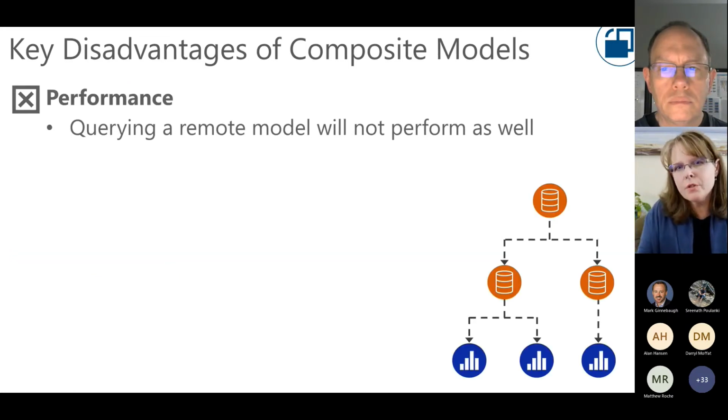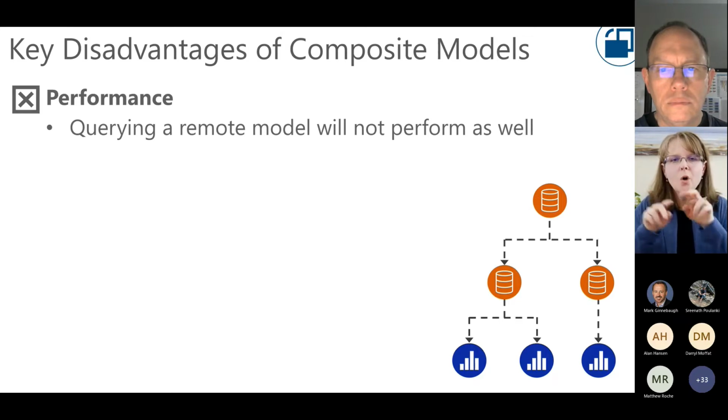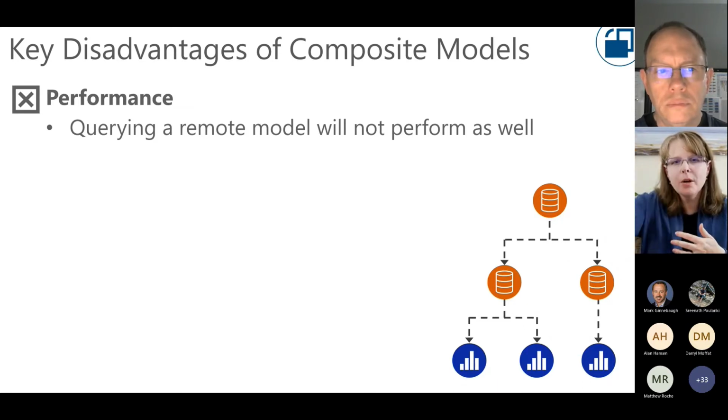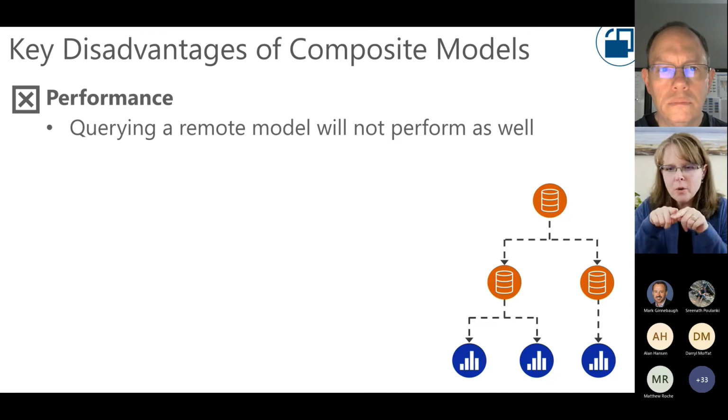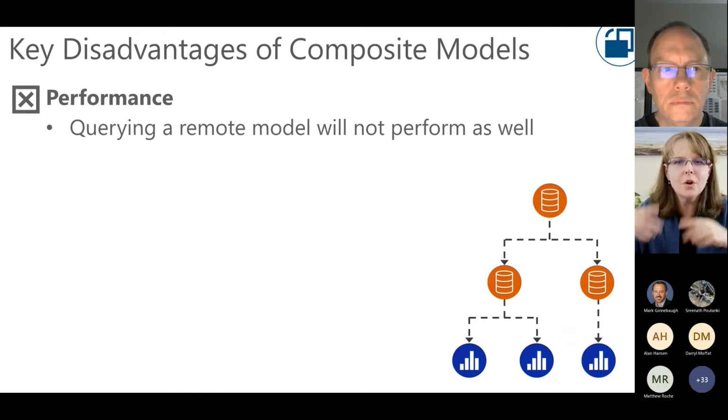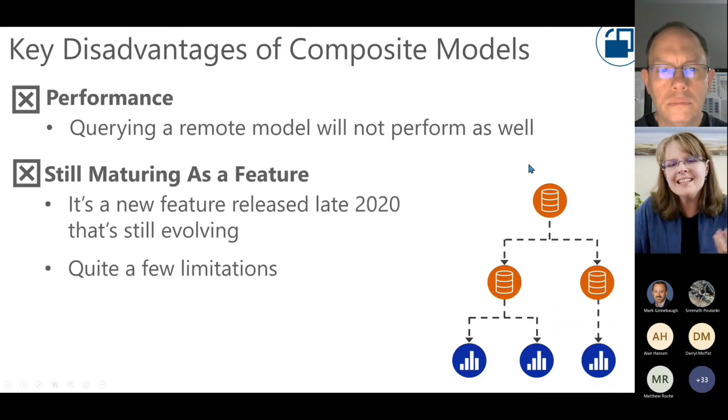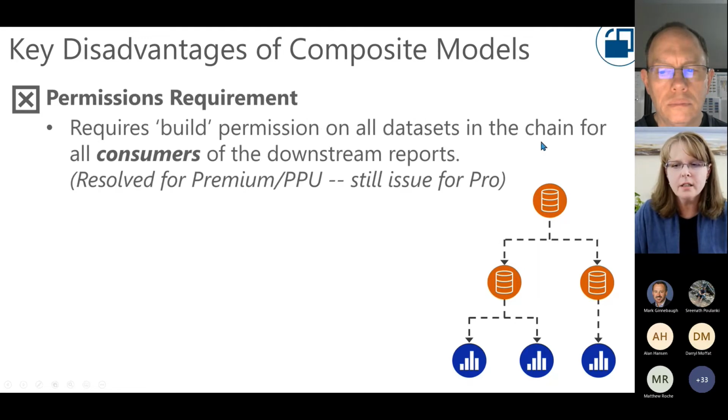Now, there are a few disadvantages. One is we have another step in what we're querying. So it's never going to perform as well when we want to query a remote model as when we want to query just one step instead of two. So that is an expectation. Test it, check it, etc. And it's still a pretty new feature. It hasn't hit general availability yet. There are still some limitations to it, although we're cranking away on getting those addressed. I say, you know, we, the Royal We, the Power BI team.